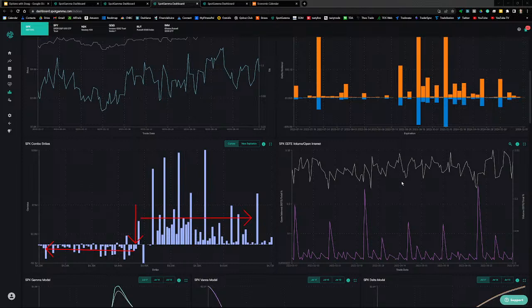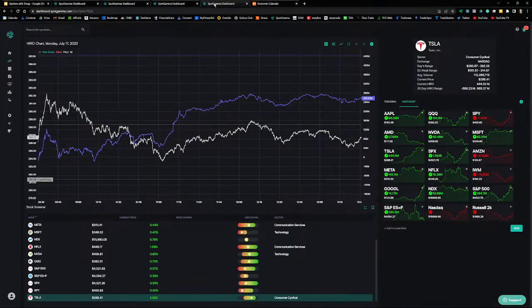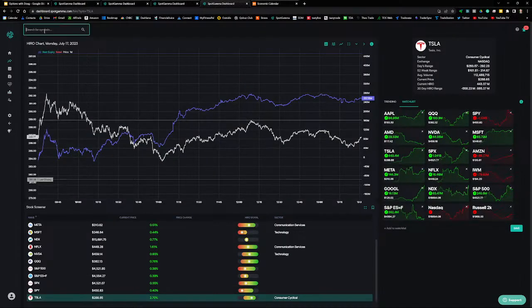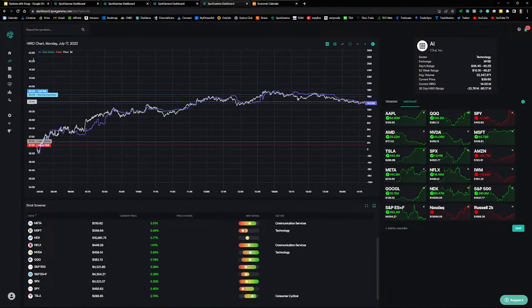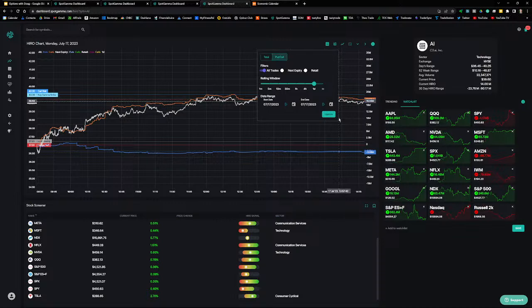All right, and then Karma FX wants me to take a look at AI stock. So let's go to Hero. And I assume you mean C3 AI. So there it is. Bullish for most of the day. Traders are buying calls.